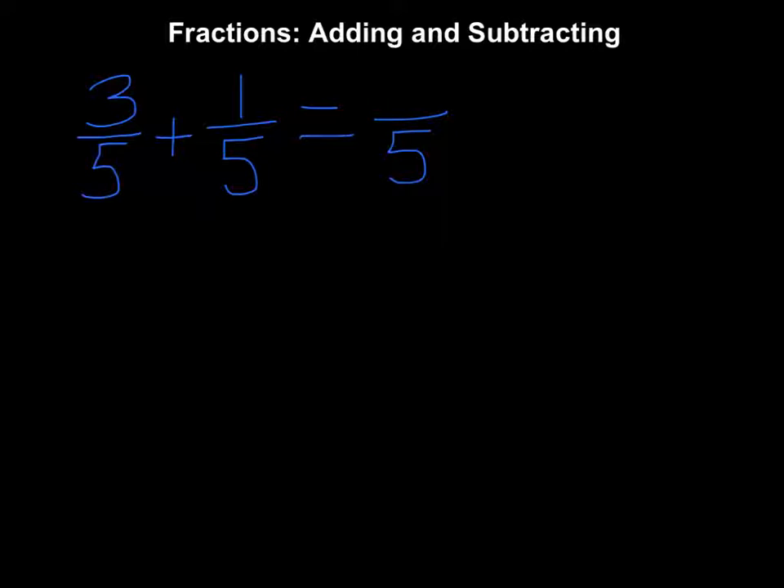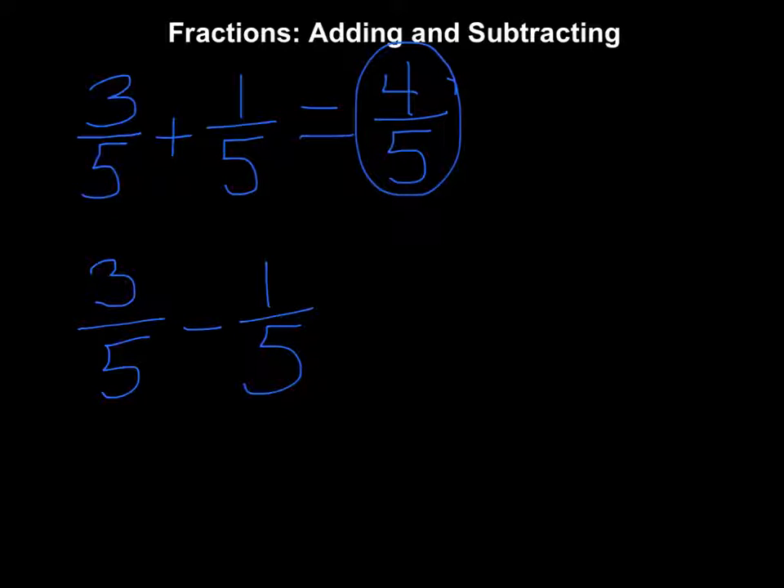And denominator can mean size. So if we're thinking of these as being pieces, they have to have the same size before we can add them, and they stay the same size after we add them. Now we're ready to add the numerators. So 3 plus 1 gives me 4, and that's it.